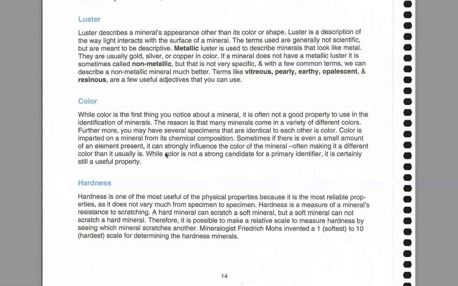In fact, you're going to ask yourself one question. Is it metallic or non-metallic? Right off the bat, at any rate. And this is actually a harder question than you might think.